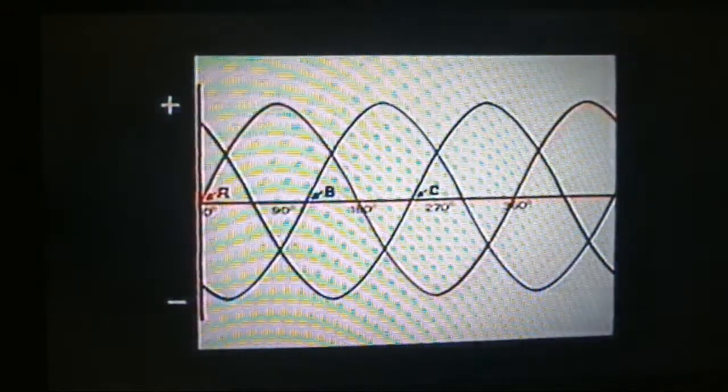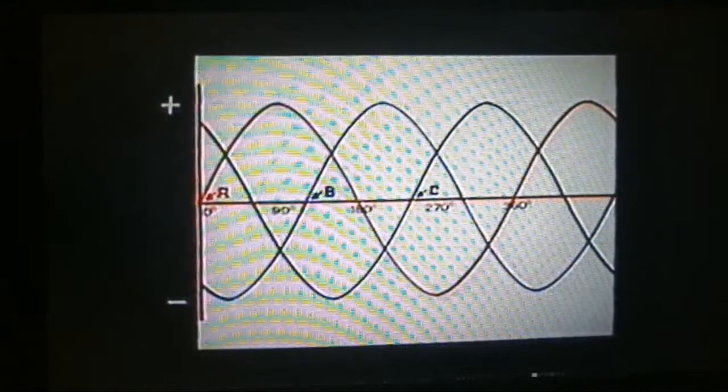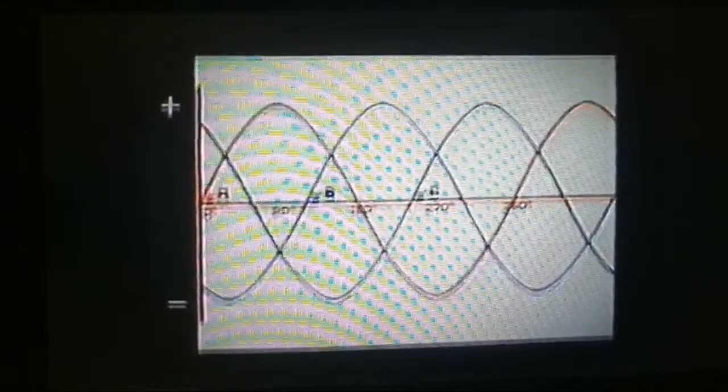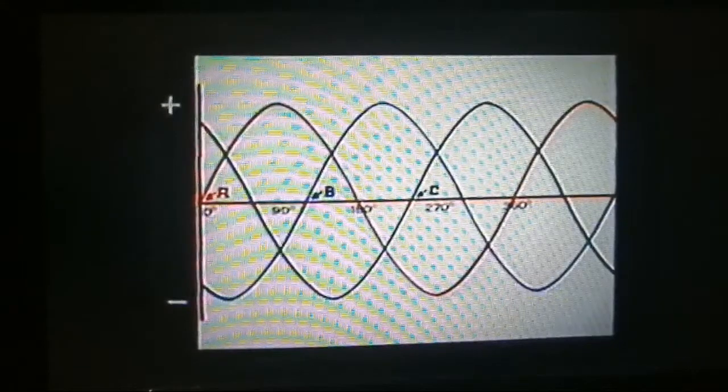Our third phase, C generator, begins its sine wave rise 240 degrees after that of coil A. If the sine waves were shown on the same graph, they would appear as shown here. Three sine waves, each 120 degrees out of phase with respect to each other.